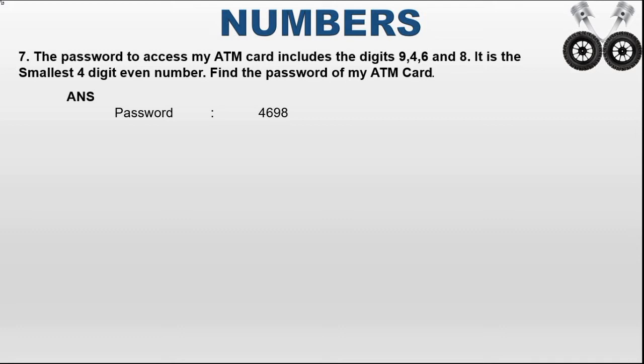9, 4, 6, 8. That number should be the smallest number. The conditions are given. What are the conditions? The first condition is the number which I form is the smallest number. The second condition is it should be a 4-digit number. The third condition is it should be an even number. What is an even number? The number which has an even digit in the ones position. So what are all the even numbers? 0, 2, 4, 6, 8. These are all the even numbers. If any one of these digits is arranged in the ones position, then the number is called an even number.